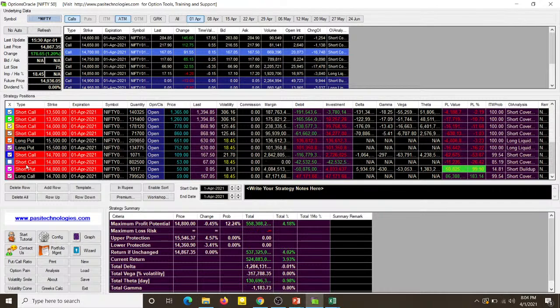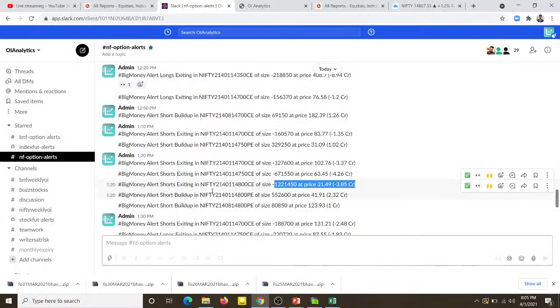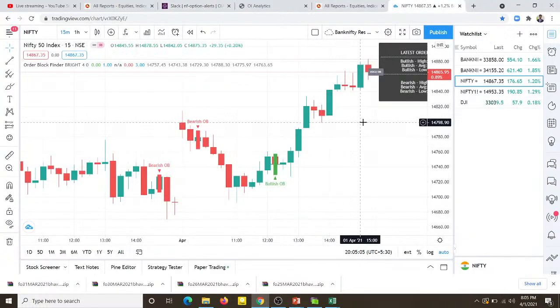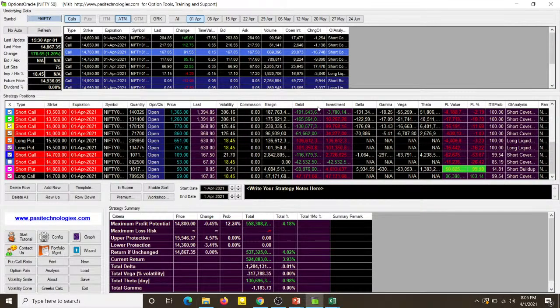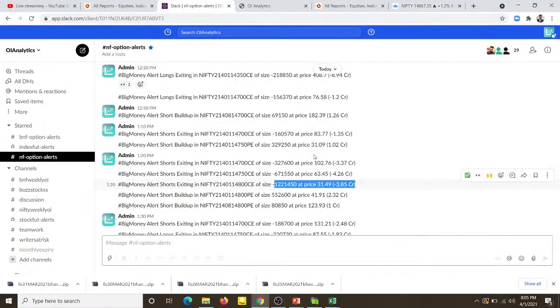14,800 call. Still, even if you remove this, nothing changes. 14,800 is still the point, correct? So this is by 120 we made that move, I think. Yeah, by 120 we are already past 14,830, and yep.